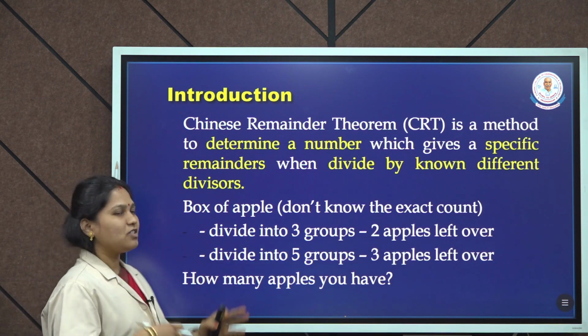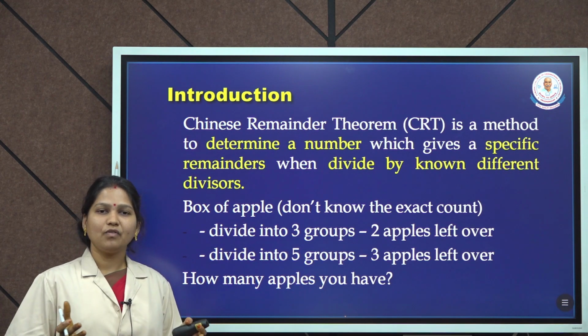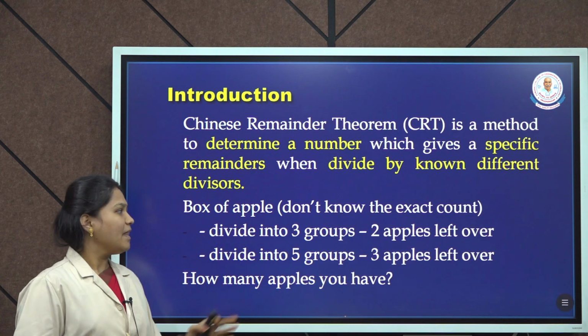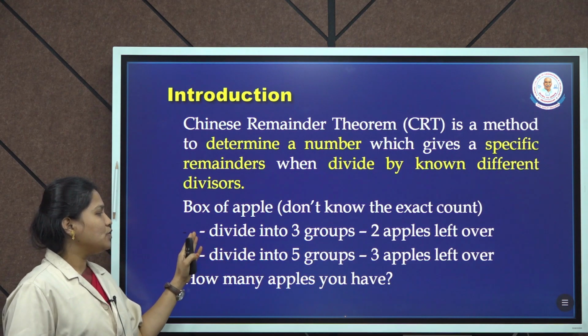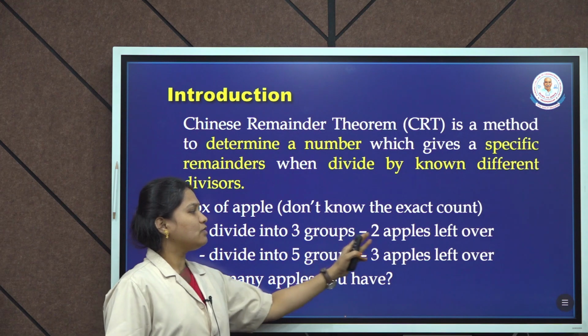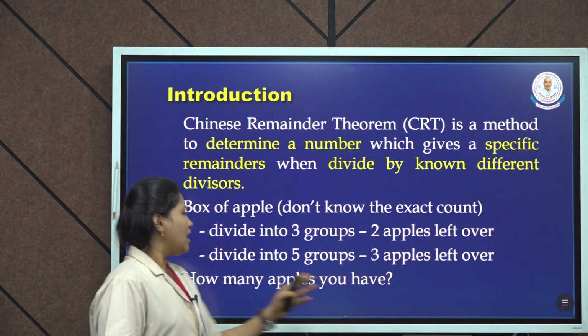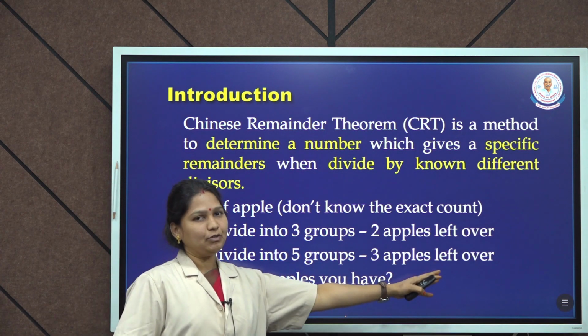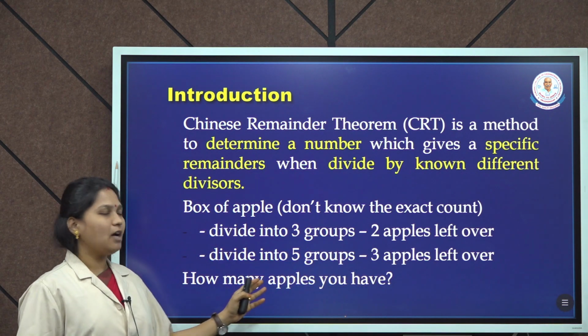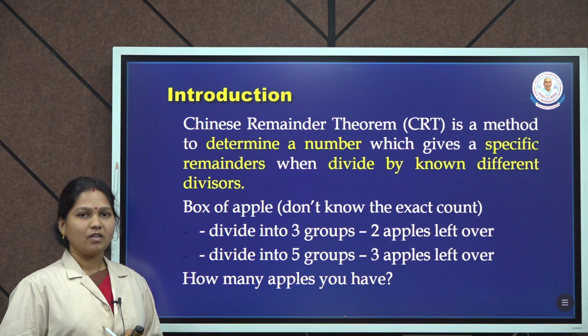Here, just assume we have a box of apples and we don't know the exact count of the apples. So there are two conditions. When you divide the apples into three groups, 2 apples are left over. While you are dividing the apples into 5 groups, 3 apples are left over. Can you find how many apples are present in the box?